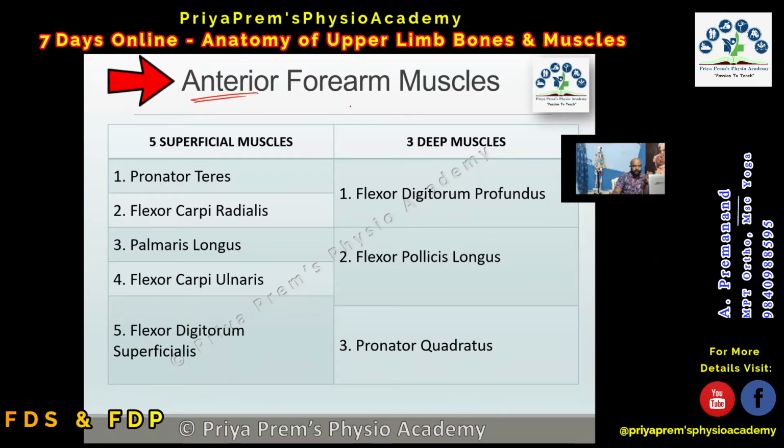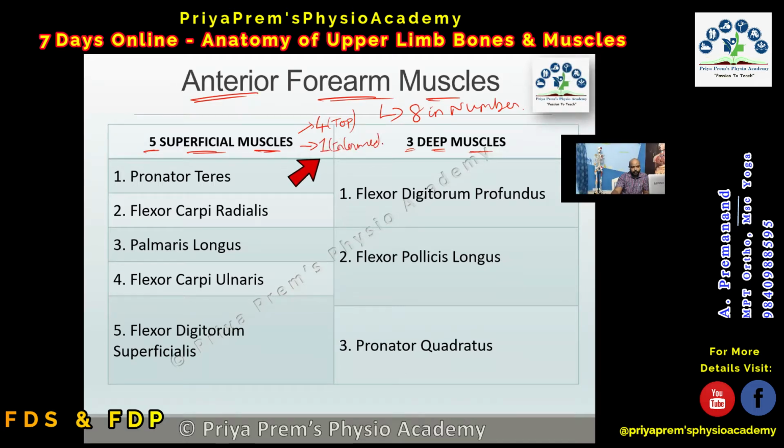If you take the anterior forearm muscles, in total they are 8 in number, out of which 5 are superficial muscles and 3 are deep muscles. Out of the 5 superficial, 4 are exactly over the top layer, and 1 muscle becomes the intermediate layer. So some authors say a total of 5 superficial. Someone will say on the top layer there are 4 muscles, the intermediate layer has only 1 muscle, and the deep layer has 3 muscles.